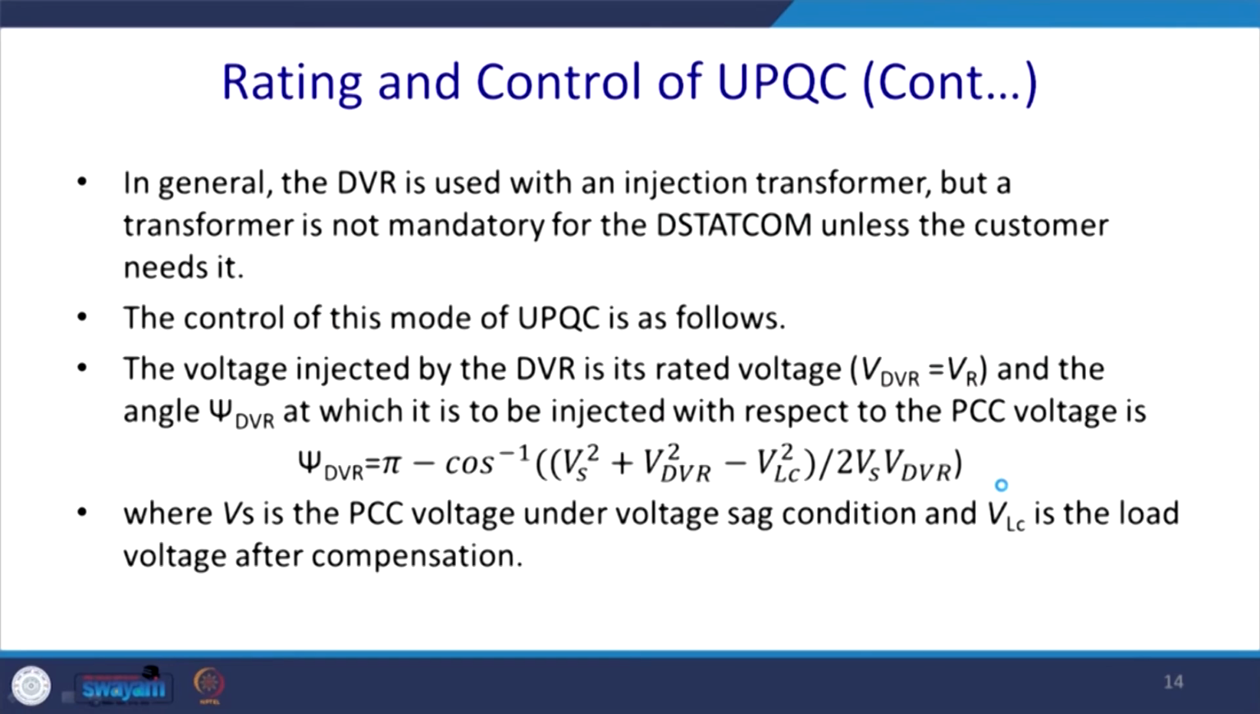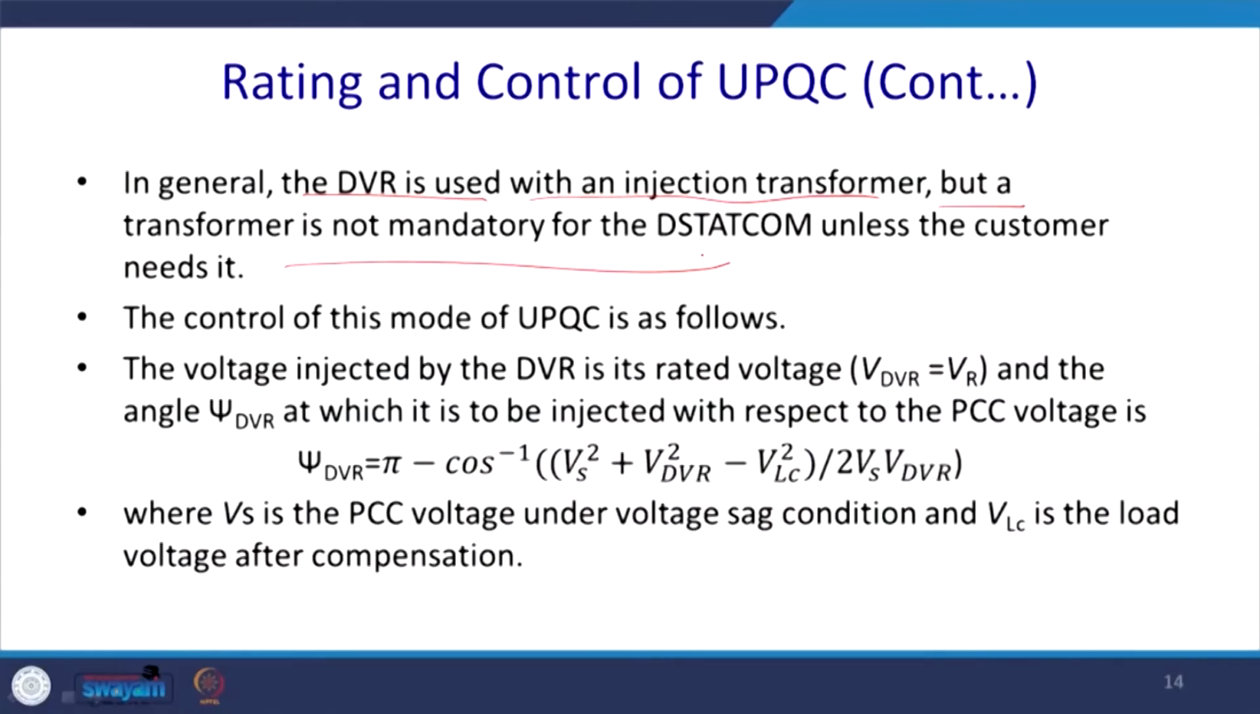In general, the DVR is used with an injection transformer, to get rid of the high frequency noise, or the high frequency switching ripple, which we have seen in our previous lecture. But a transformer is not mandatory in the case of the D-STATCOM, unless a customer needs it or the grid code forcefully enforces it. For this reason, the control of this UPQC method may be as follows.